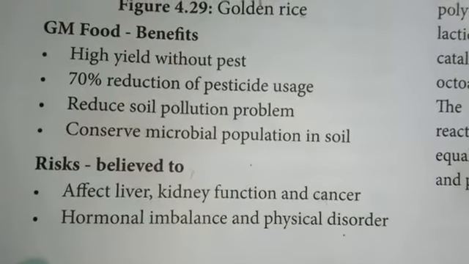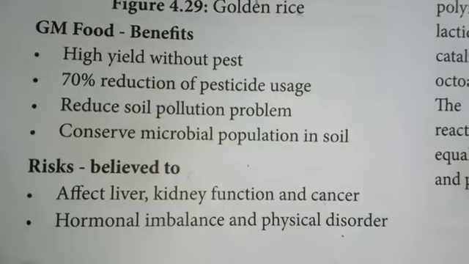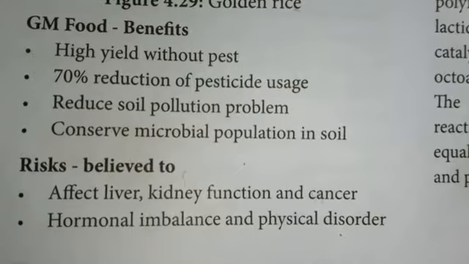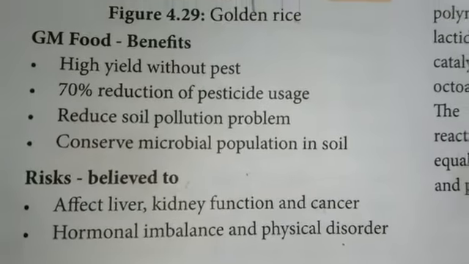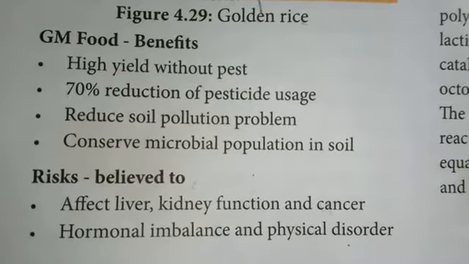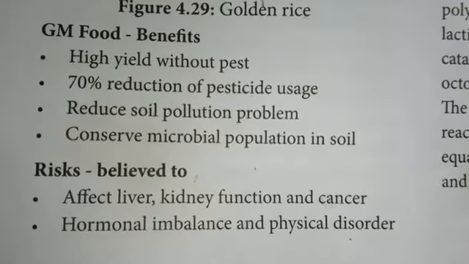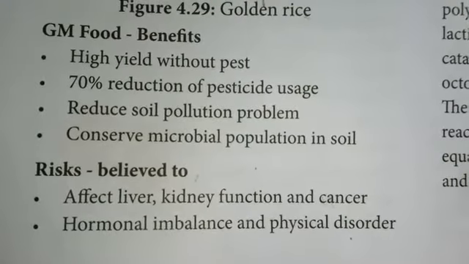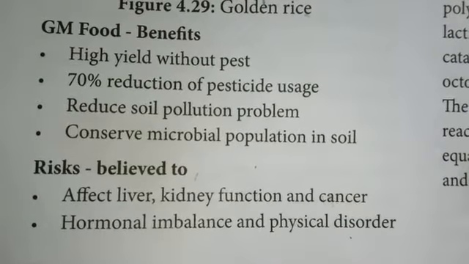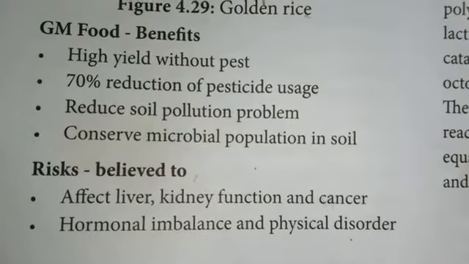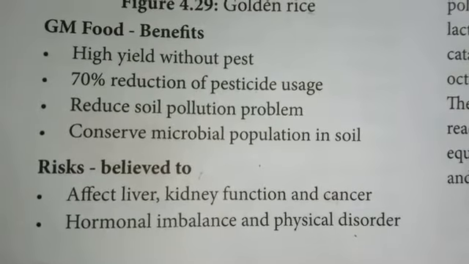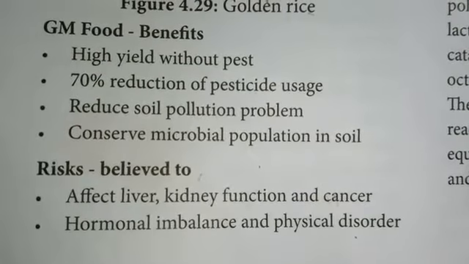By using the genetically modified plant, the usage of pesticides should be reduced. It reduces soil pollution problems, because we do not use the pesticide. It also conserves the microbial population in the soil, due to the decrease in the usage of pesticide. The microbial population, that is the microorganisms living in the soil, can be conserved by using genetically modified plants. The next, risk factor: it can affect liver and kidney functioning and also cause cancer.